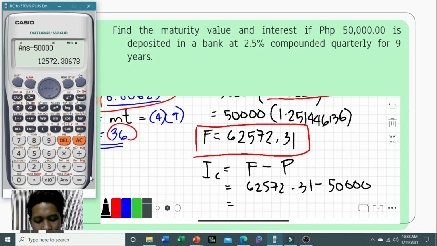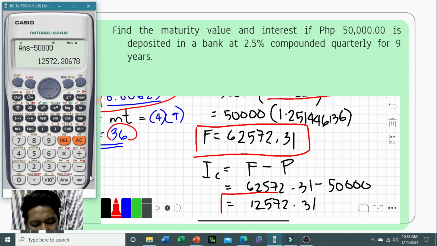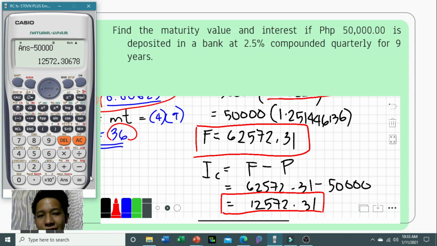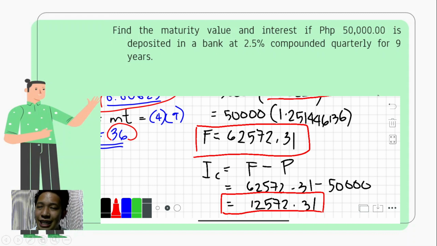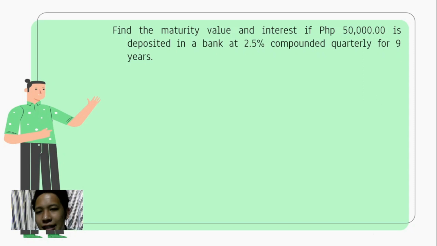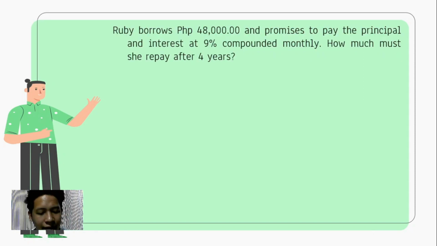So we have 12,572.31. So ito po yung interest na na-earn nung nag-deposit ka sa bank, which pays 2.5% compounded quarterly for 9 years. And that's how we solve for compound interest, given that we are compounding more than once a year. Okay, so let us have another example para mas mag-practice tayo.